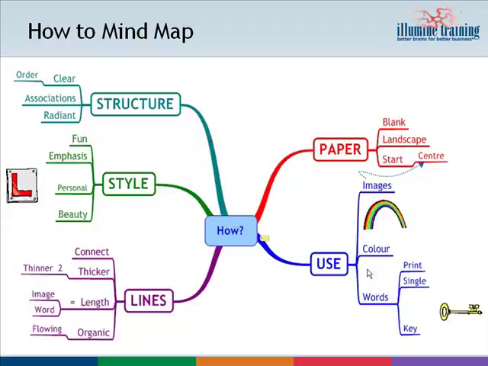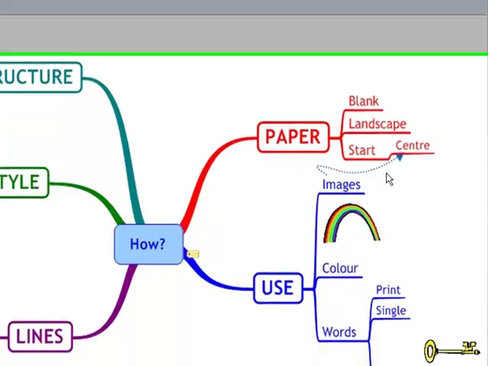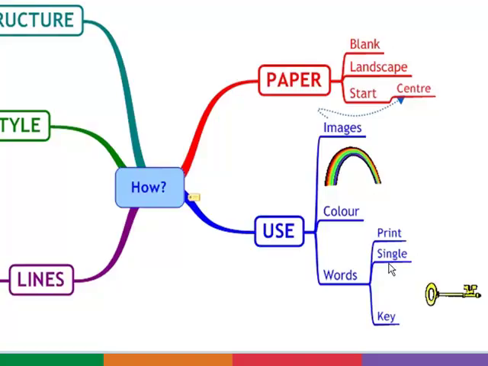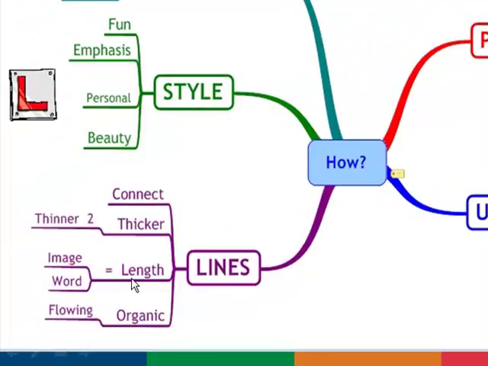So to summarize that in my map form, with far fewer words of course, start the center of a landscape page. We're going to use pictures, color, and use single keywords printed along the lines. The lines make the associations as clear as possible, so make those organic and flowing, and the lines should be the same length as the word or picture. Ideally they should be thicker at the center, thinner as we go further out. The key aspect is that they connect to the previous level.